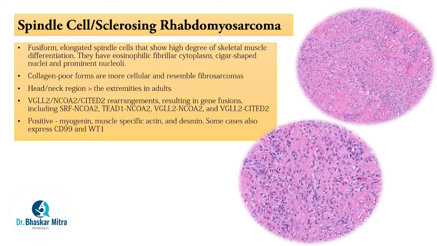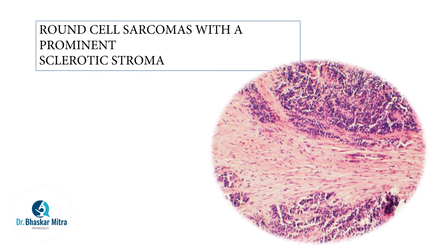Next comes the spindle or the sclerosing rhabdomyosarcomas. They are fusiform elongated spindle cells that show a high degree of skeletal muscle differentiation. There may be collagen-rich areas to more collagenous, fibrosarcomatous-like areas. They are usually positive again for those muscle specific markers like myogenin and muscle specific actin. These are the things most commonly coming into the differential. CD99 positivity may be seen.